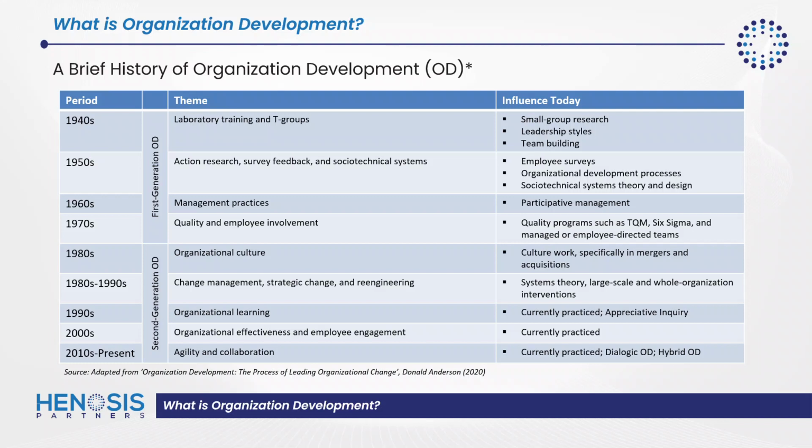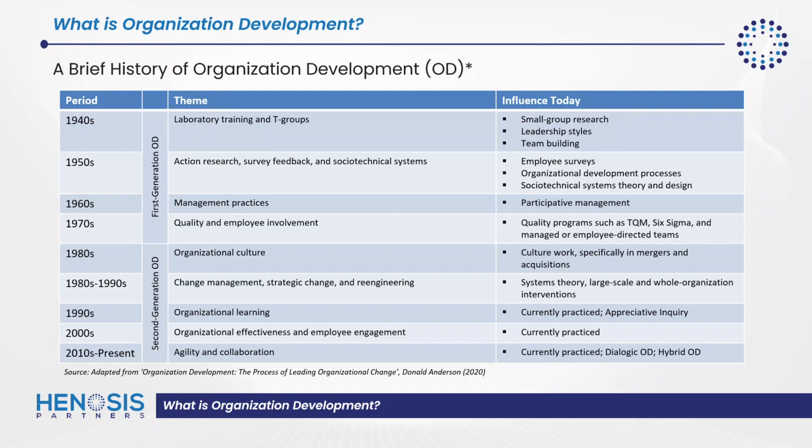And these OD themes continue to influence how we approach employee surveys, organization development processes, and socio-technical systems theory and design. In the 1960s, we saw the emergence of management practices, which continue to influence how we approach participative management today. In the 1970s, we saw the introduction of quality in employee involvement, and this OD theme influenced quality programs such as Total Quality Management, or TQM, Six Sigma, and managed or employee-directed teams. In the 1980s, we saw the rise of organizational culture as an interest and discipline, which continues to influence culture work today, specifically in mergers and acquisitions.